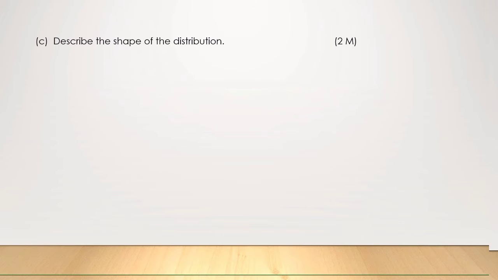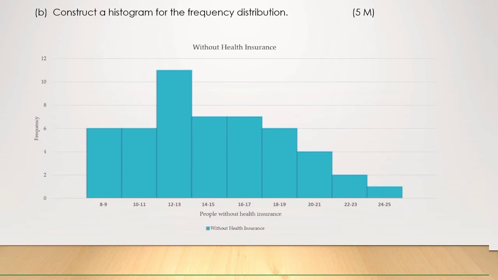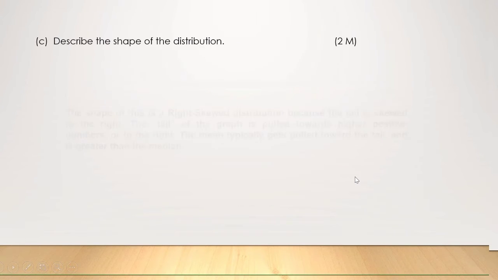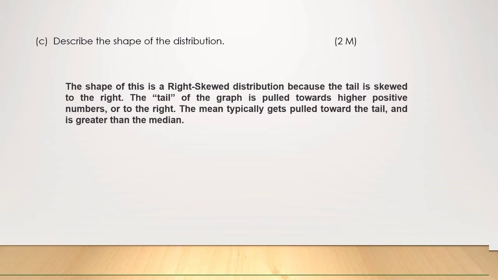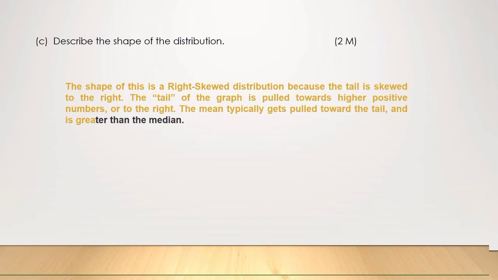Describe the shape of the distribution. Based on our histogram, you can see the shape over here. The top is on the left side. The shape of this is a right skewed distribution because the tail is skewed to the right. The tail of the graph is pulled towards higher positive numbers, or to the right. The mean typically gets pulled toward the tail and is greater than the median.